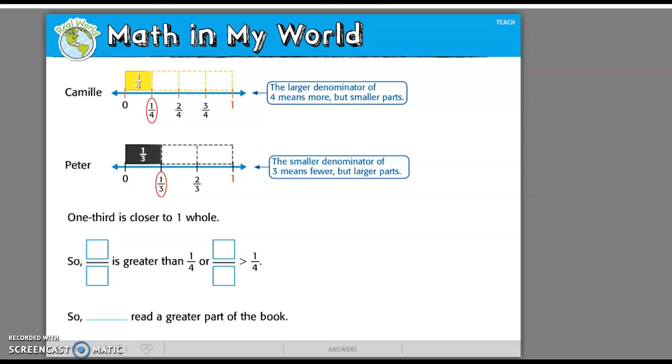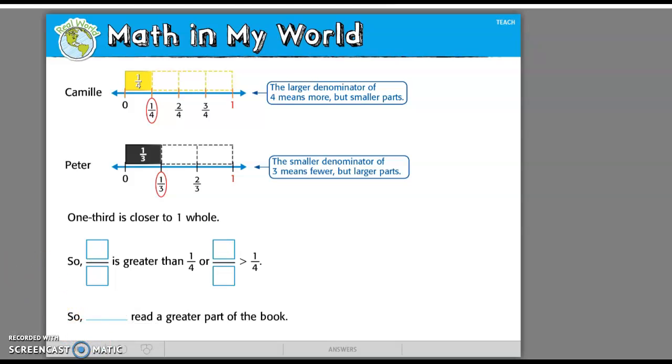So 1/3 is greater than 1/4, or using the symbol greater than, we can say that same thing again. 1/3 is greater than 1/4. So the name you would put here on the blank is which one? Camille or Peter? Yes, Peter. Peter's 1/3 is a bigger piece of the whole. So right here, please write Peter. And there we go.